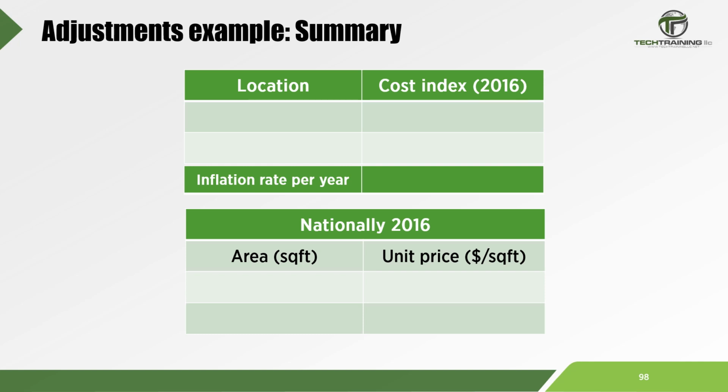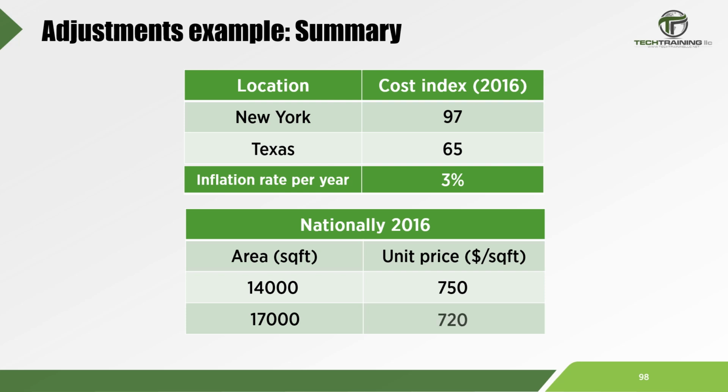Let's take a moment and tabulate the information that we have. New York built a 13,000 square foot median quality library in 2016. The city index for New York in 2016 was 97, while in Texas it was 65. We also have an annual inflation rate of 3%. Lastly, again for 2016, a median quality 14,000 square foot library costs $750 per square foot, and a 17,000 square foot median quality library costs $720 per square foot. Keep in mind, these square foot costs are based upon national averages.